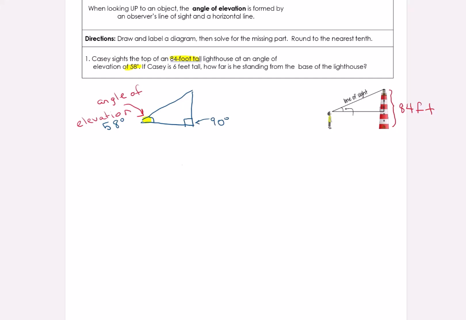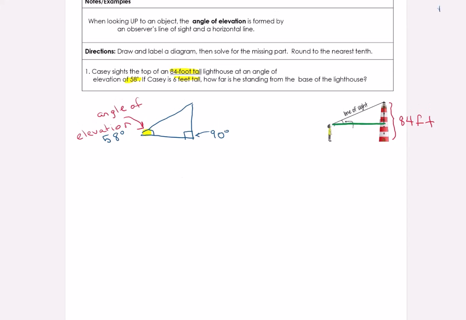And if Casey is 6 feet tall, straight across, from here to here is 6 feet. This is obviously not drawn to scale. That means 84 minus 6 equals 78 feet. And that's the height of this. What we're trying to find is how far he is standing from the base of the lighthouse, which is this value right here, and I'm going to call it x.